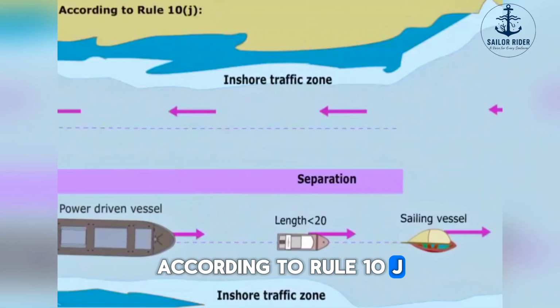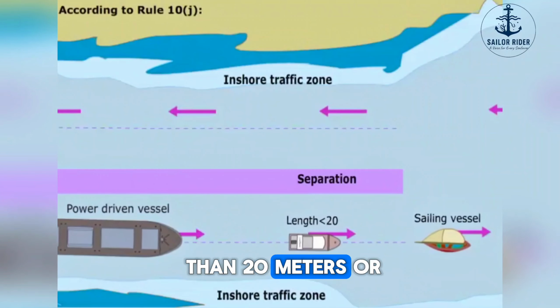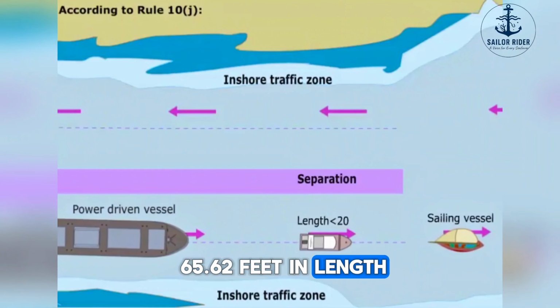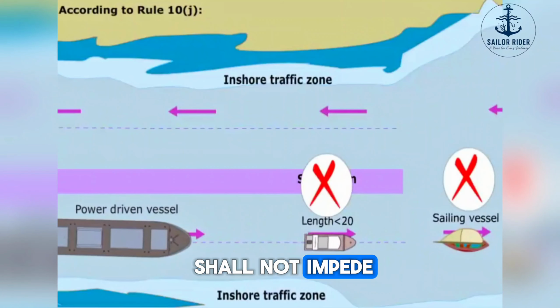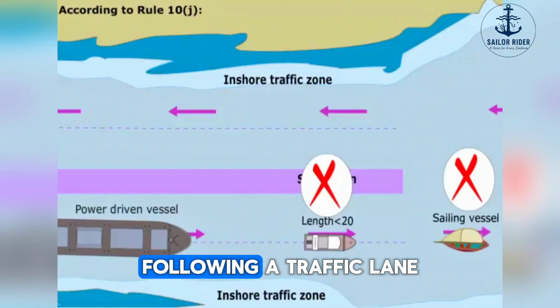According to Rule 10J, a vessel of less than 20 meters, or 65.62 feet in length, or a sailing vessel shall not impede the safe passage of a power-driven vessel following a traffic lane.